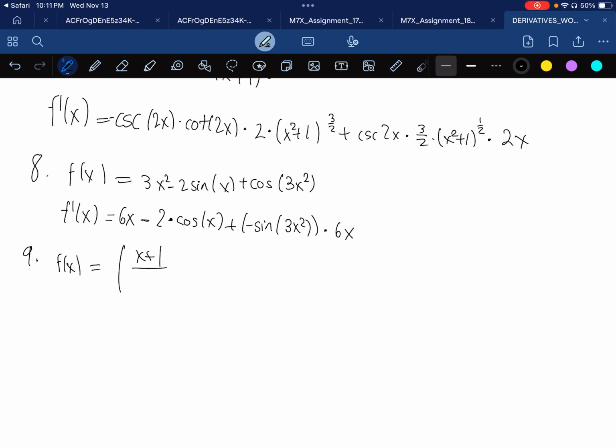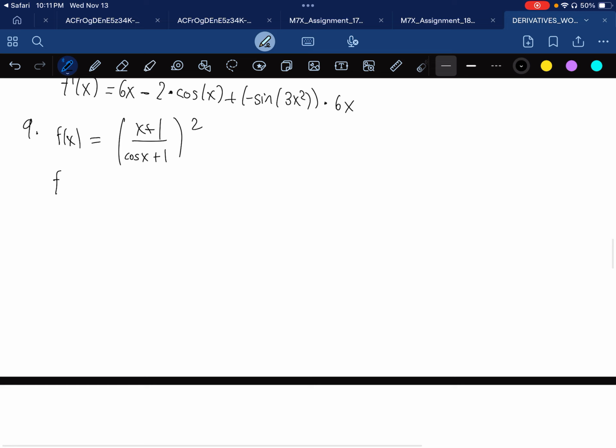So problem number 9. This one can be a big one, but not if you do it right. So x plus 1 over cosine of x plus 1, all squared. Now we're going to use the power rule, so bring that down. The exponent becomes 1, and then multiply by the derivative of the inside, which is the big thing.